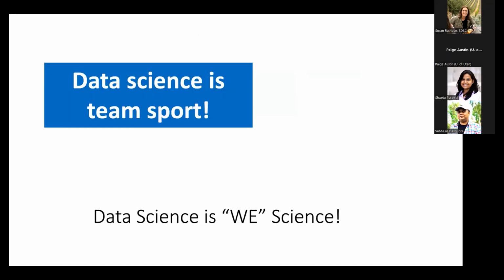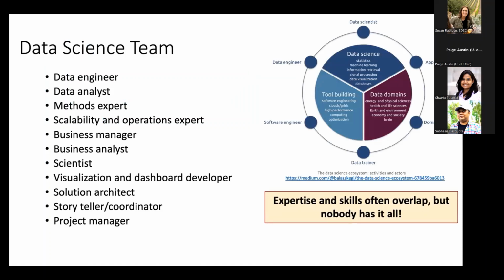So data science is not an individual sport, it's a team sport. It's a team science. So data science requires data engineers, data analysts, method experts, scalability and operation experts, business managers, business analysts, scientists, visualization and dashboard developers, solution architects, storytellers, coordinators, and project management. So all these expertise are required when you want to carry out data science projects and develop data science applications.